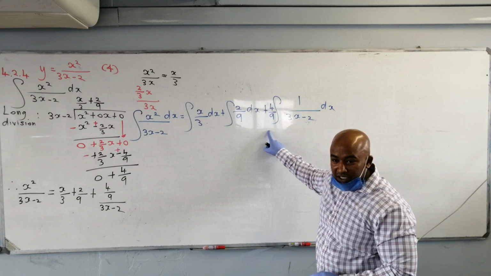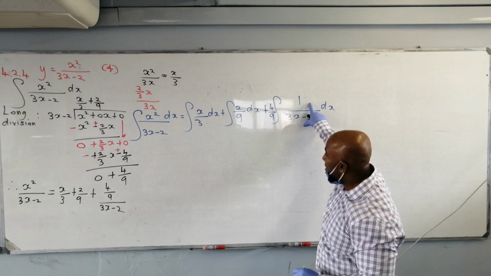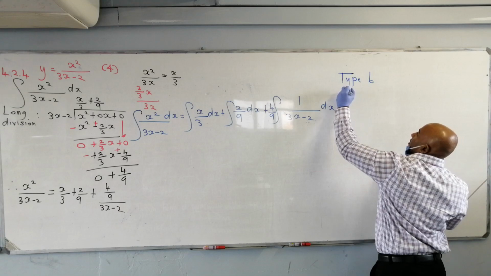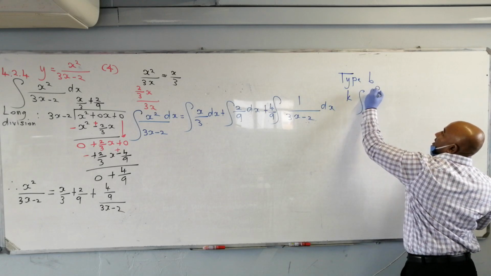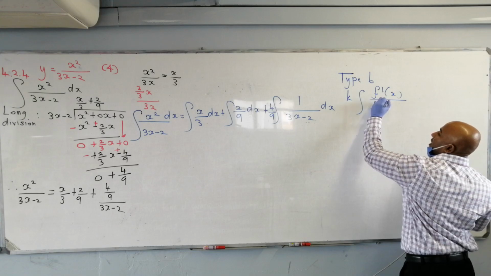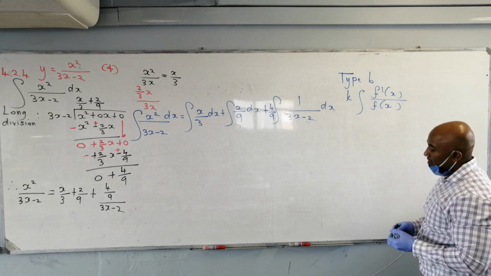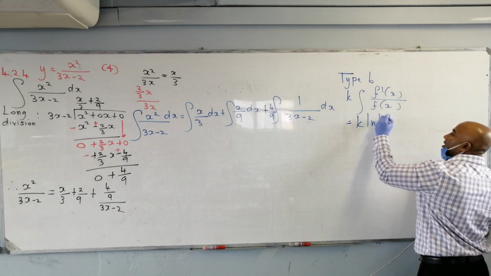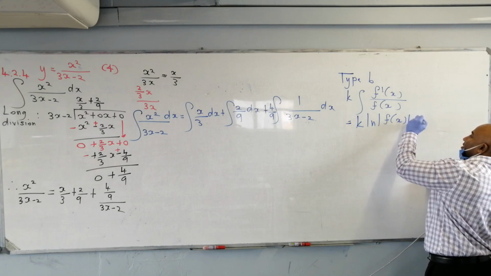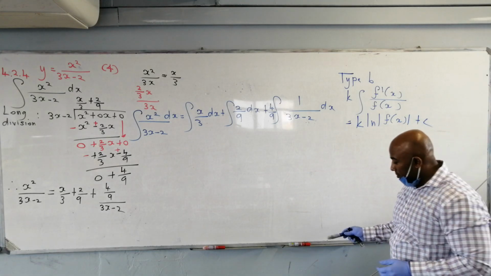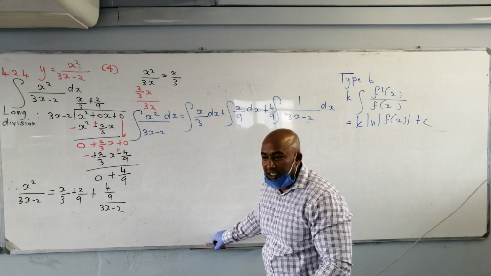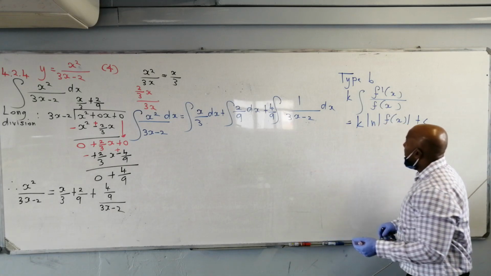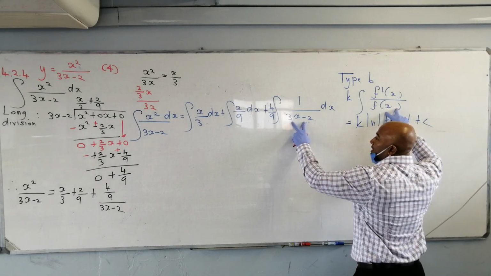I wrote it in front of your integration because now I have a fraction, and this here is type B, where the numerator is f prime x and the denominator is f of x. So the answer is going to be k ln absolute value of the denominator plus c. But let's check, do we have an exact derivative? Okay, remember I'm using inspection here. So f of x is 3x minus 2 then.